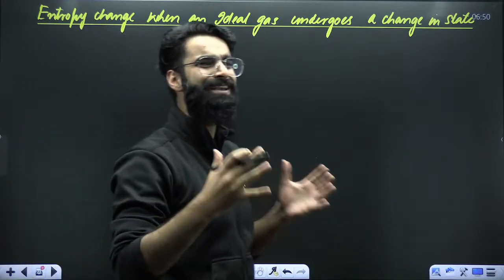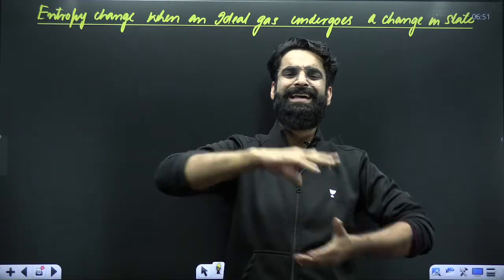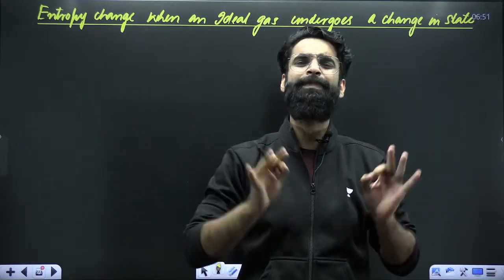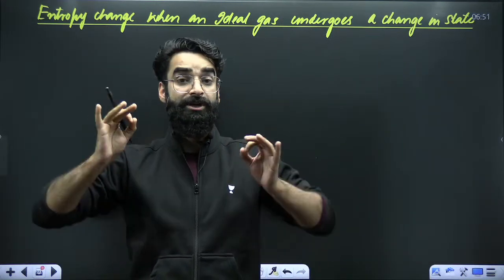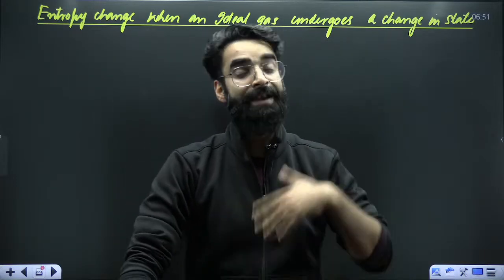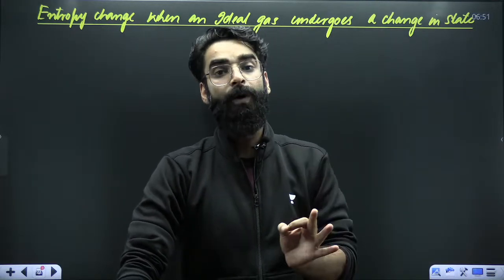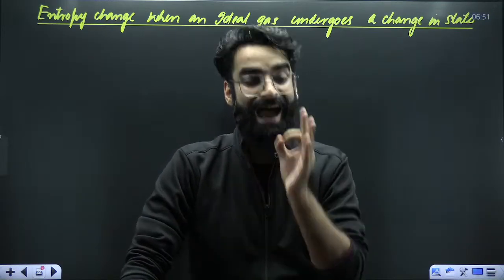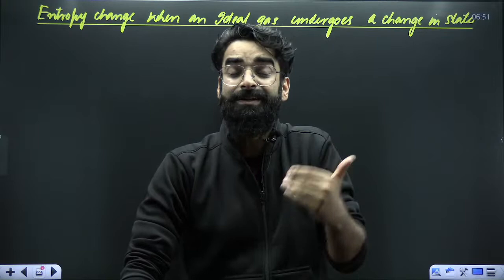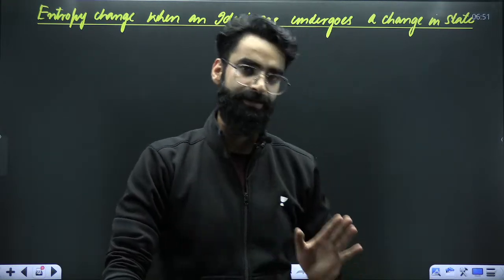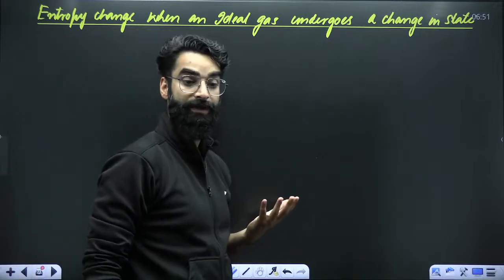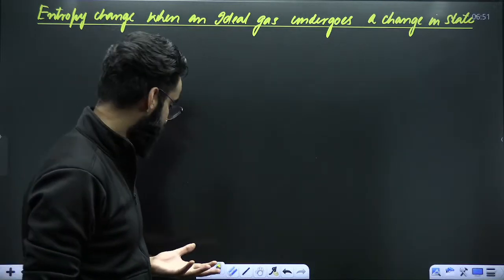For example, you have got ideal gas in the container. Let's say the ideal gas is undergoing expansion. Ideal gas is undergoing compression. Ideal gas is simply undergoing a change in state. During the change in the state, entropy of the gas will change. Now, how do we calculate the change in the entropy of the ideal gas when it undergoes a change in state? That is our topic basically. Try to understand how exactly I'm going to get the result over here. This is important.